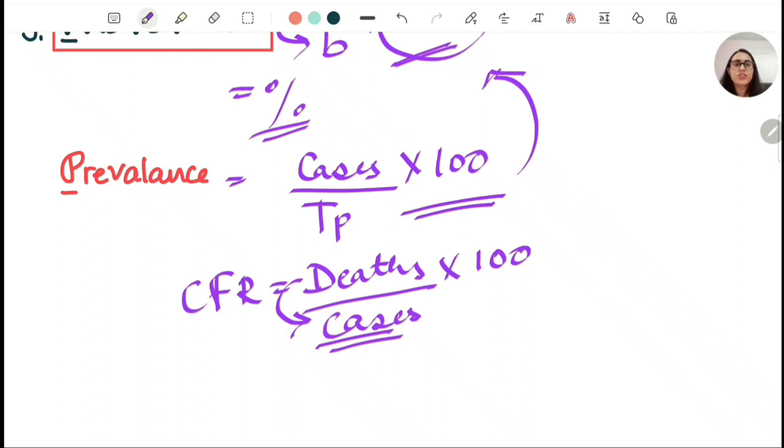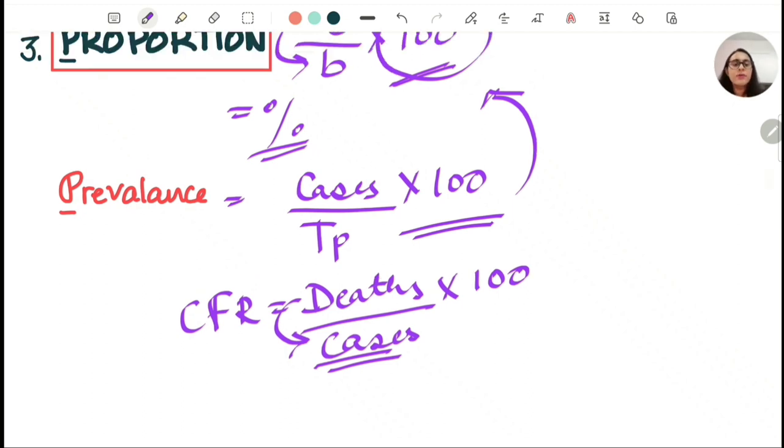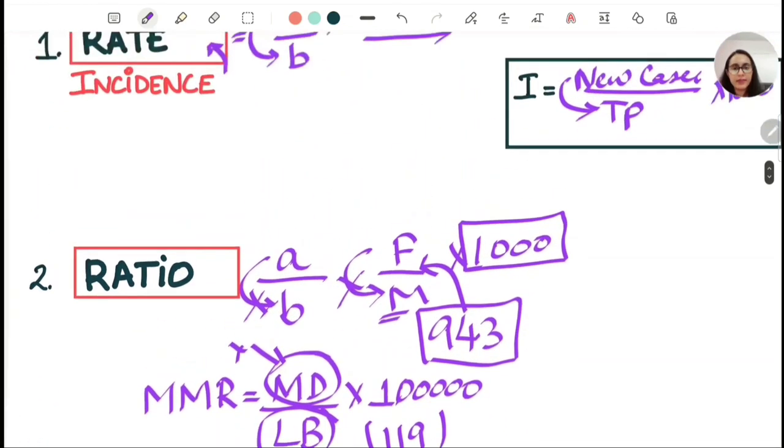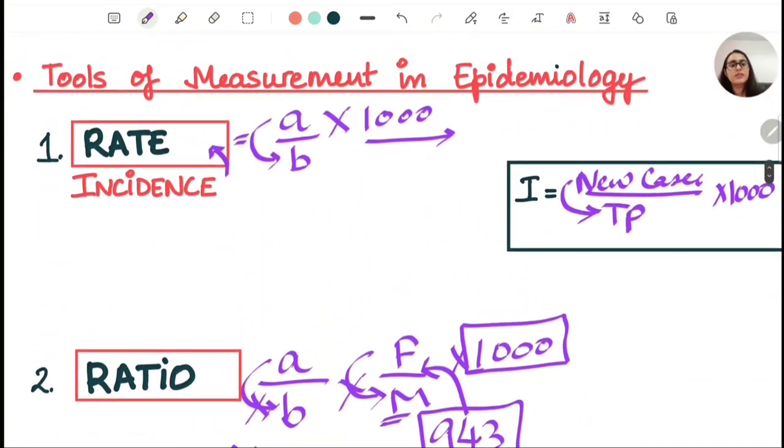So rate measures the occurrence of some particular event, such as a disease or occurrence of death, in a population in a given period of time. So incidence is a rate. You use incidence to control a disease, for research into the etiology or pathogenesis of a disease, or to know the efficacy of prevention and therapeutic measures.